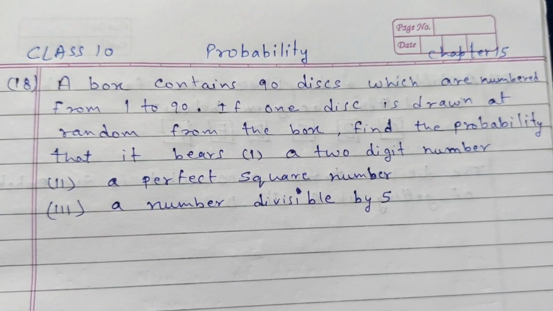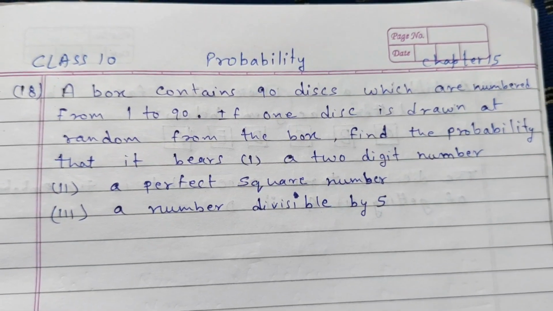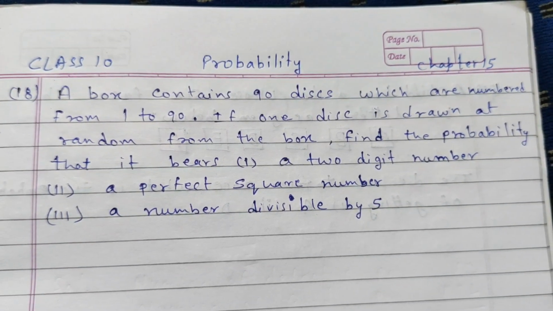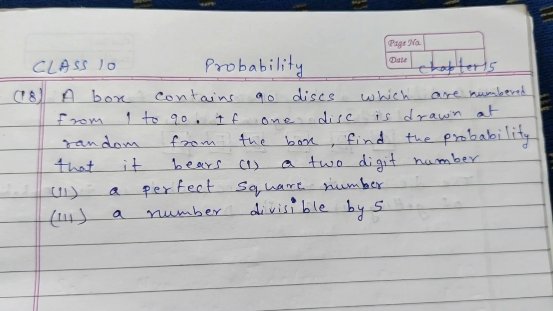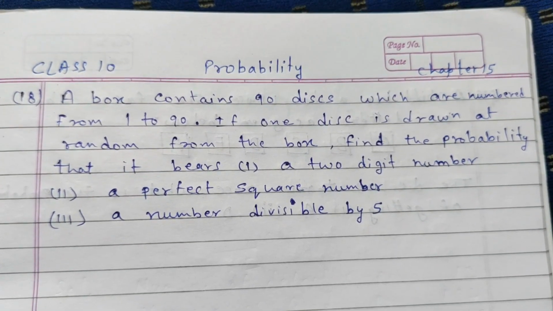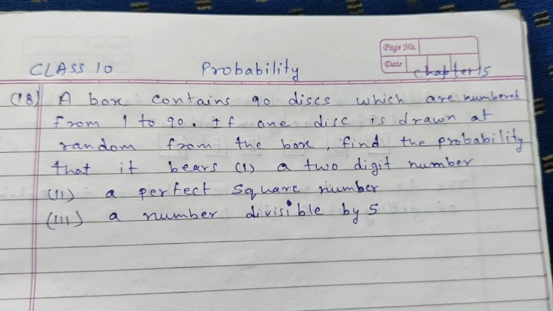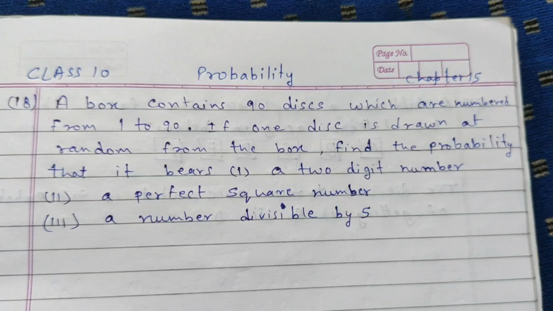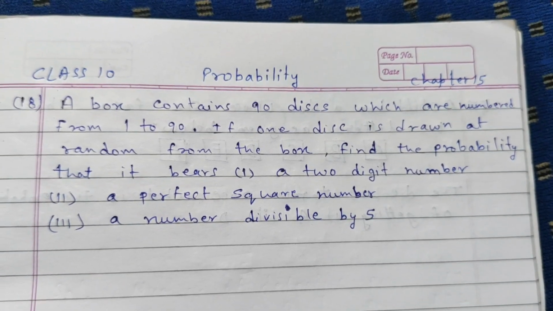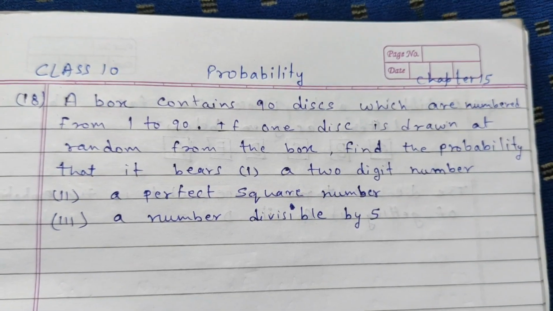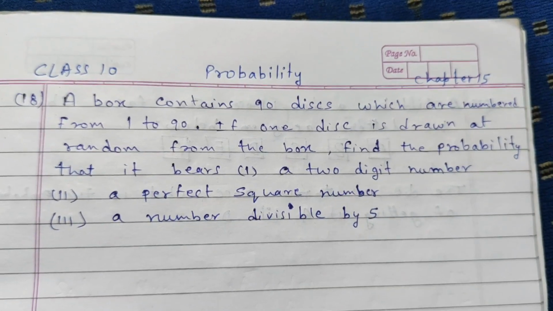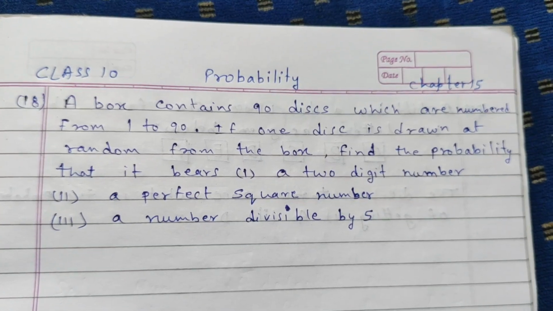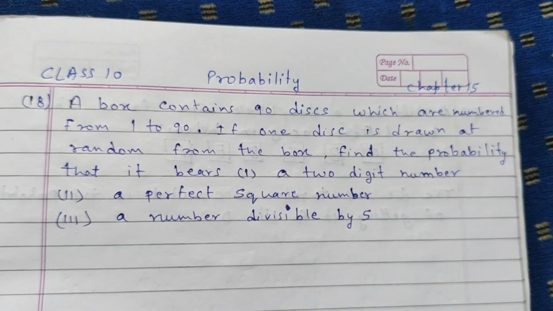Class 10th Probability Chapter 15 Question number 18. A box contains 90 discs which are numbered from 1 to 90. If one disc is drawn at random from the box, find the probability that it bears number: first, a two-digit number; second, a perfect square number; third, a number divisible by 5. Here we are going to do Question 18.